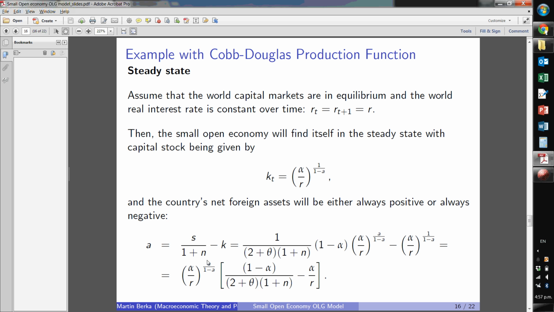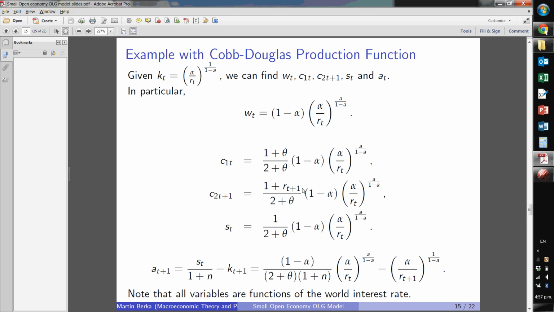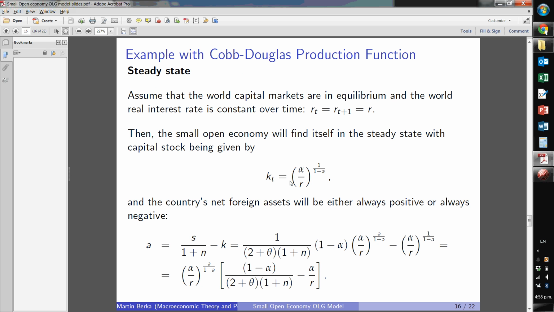In a steady state, the world interest rate is constant, so we simply remove the subscript t from our equations on the previous slide, and we get a steady state. So this is an assumption where the interest rate is not moving over time. Of course, since the interest rate is the only variable here and no other variable exists, just coefficients, then we immediately get a closed form solution for our model.